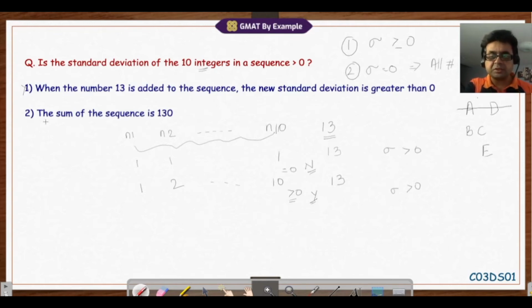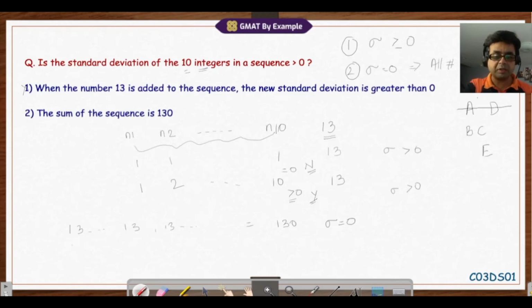Let's look at statement number B. Statement number B says the sum of the sequence is 130. There are 10 integers in the sequence. So one possibility is all numbers to be 13, which means since there are 10 numbers, the sum would be 130 and the standard deviation will be 0.